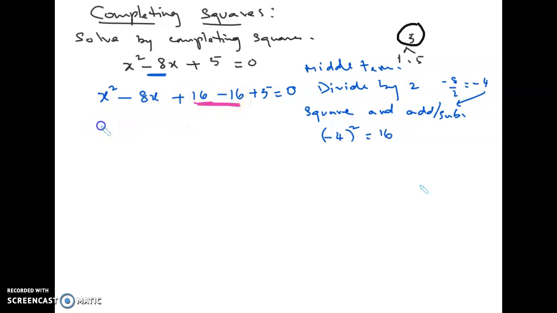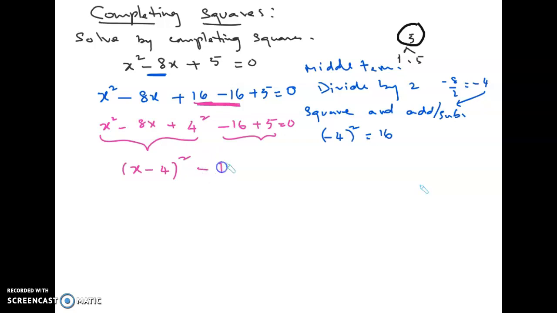Now I can write this as x squared minus 8x plus 4 squared, because 16 is 4 squared. Now this itself I can write as x minus 4 squared, and then this itself I can write as minus 11 equals 0. Do you understand this step? Yeah. Okay.